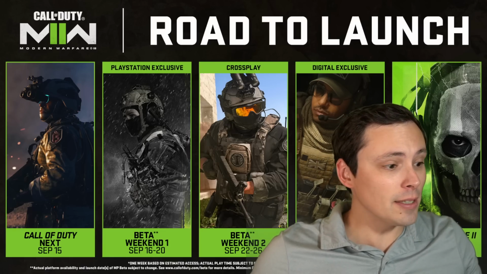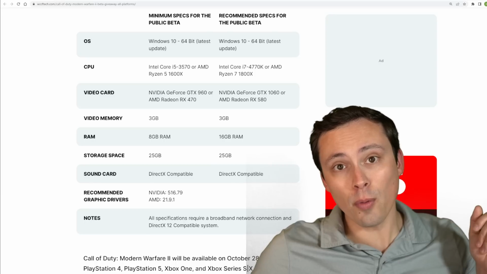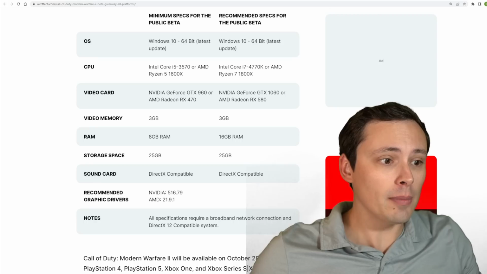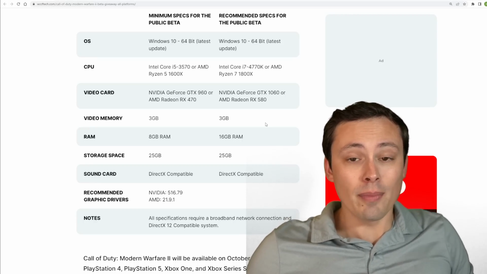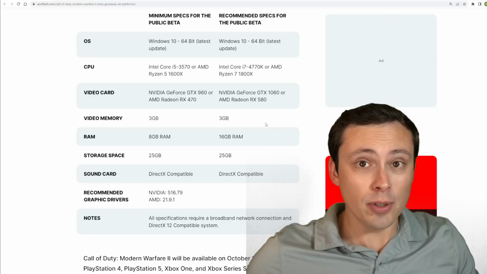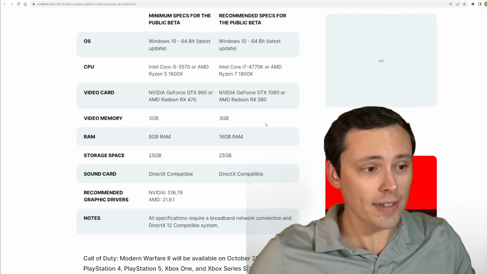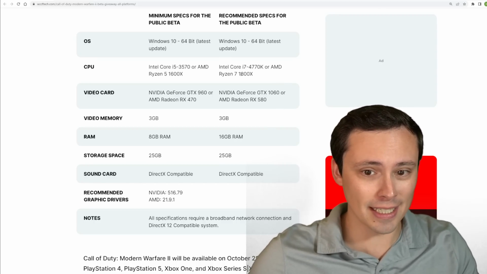But is your PC ready? Can you hop into this thing? Well, they have released the system requirements for the public beta. And I'll give you my thoughts on this, help you see how your GPU would stack up, and also compare it to the previous Modern Warfare game that came out in 2019.